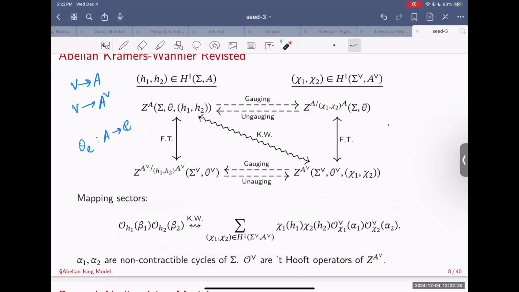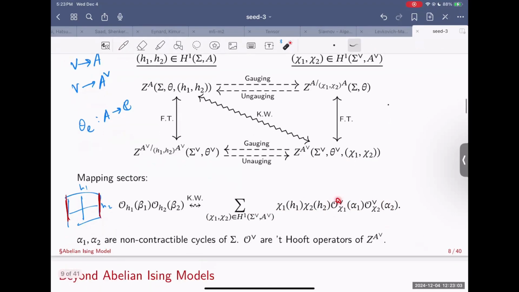And the mapping is given by this formula. Here we are talking about the theory with global symmetry, and we are in a sector where we have non-trivial holonomies H1 and H2 in the two non-contractible cycles of my torus. On the dual side, we have a sum over all possible topological sectors with various weights. So here alpha 1 and alpha 2 are also non-contractible cycles on the torus, and O check are the order operators of the dual theory. Here we are in a sector where we have fixed holonomies in both directions. And here we are in a superposition of sectors, so no fixed holonomies in any direction, rather a sum over all possible holonomies with various weights.